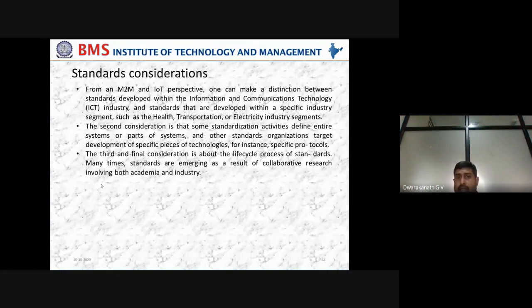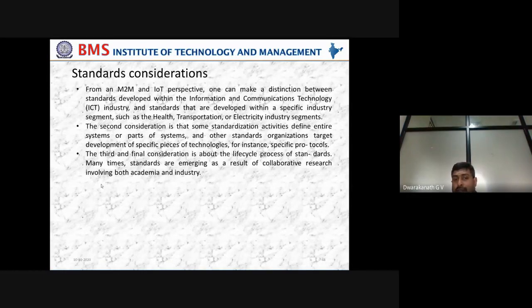The second consideration is that some standardization activities define entire systems or parts of systems, and other standards organizations target development of specific pieces of technology, meaning how a technology should be used. First, you should concentrate on ICT and your devices, and on what this sensor is used with which board. Is this sensor, analog or digital, possible with this board? Can I use this with this board? So those specifications are very important.